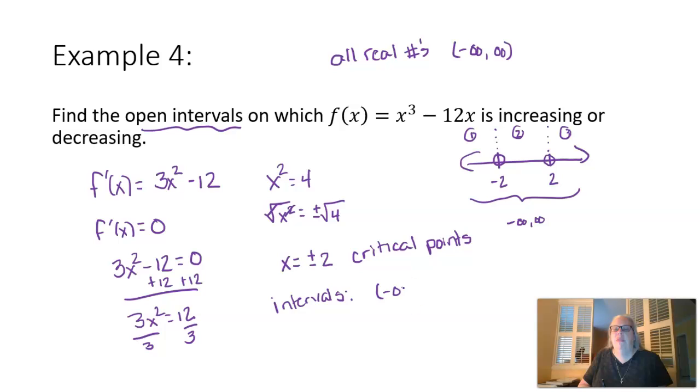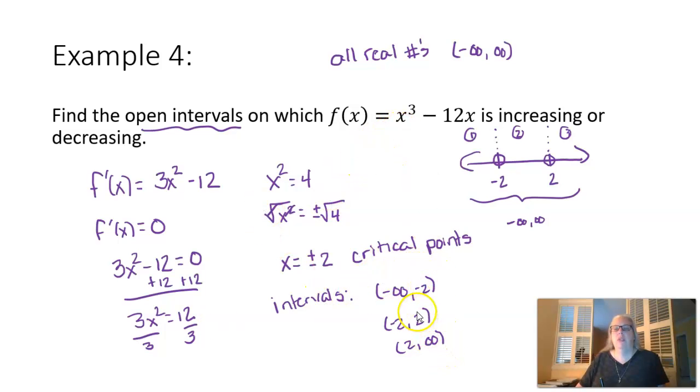go from negative infinity to negative 2, from negative 2 to positive 2, and then from positive 2 to positive infinity. So basically what we're doing is all real numbers except my critical points. And this is how we would write that down.